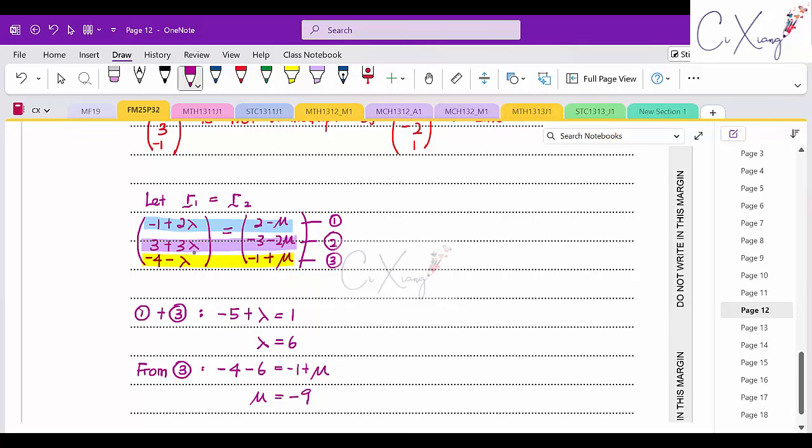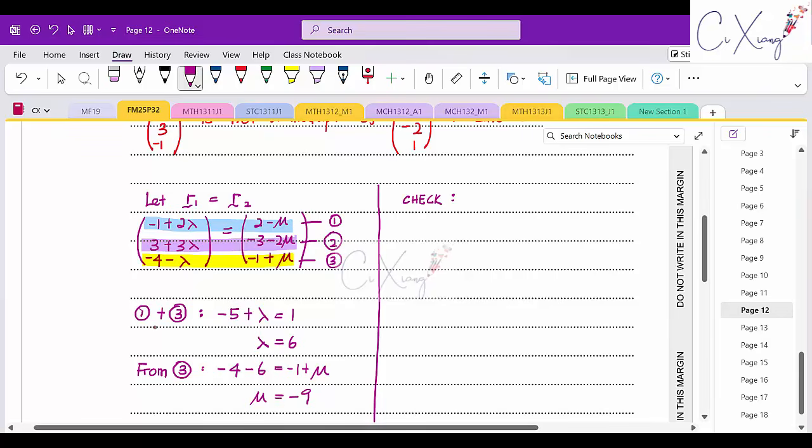Alright, now that I have the values for lambda and mu, I want to check whether the lines belong to the intersection case or the skewed case. To check, you have to substitute your values of lambda and mu into the equation that you didn't use just now. As an example, I'm using 1 and 3 to solve for lambda and mu, therefore to check whether the equation is true or not, I have to use the second equation that I haven't used. Understand what I said or not?